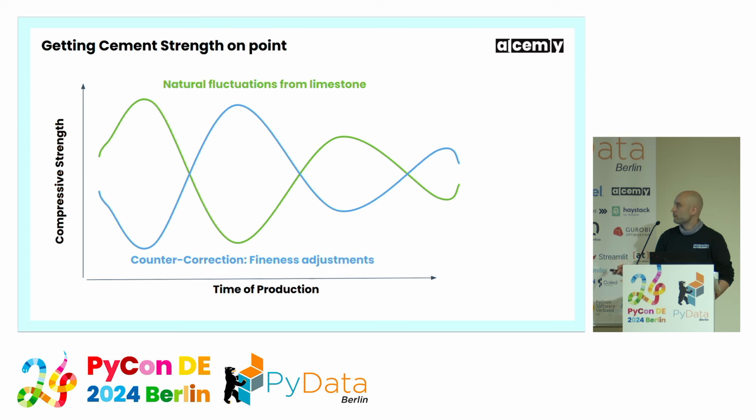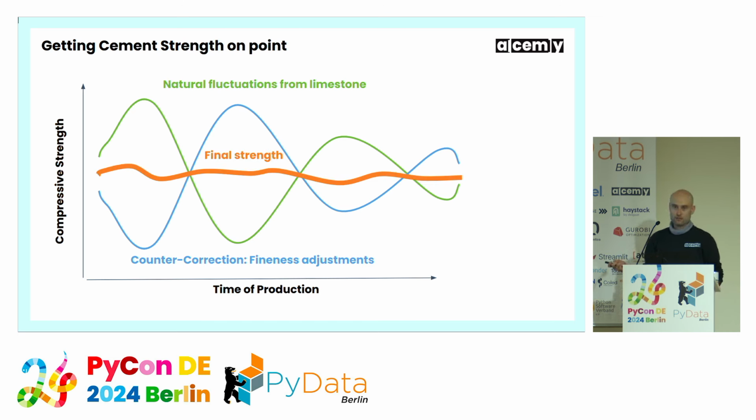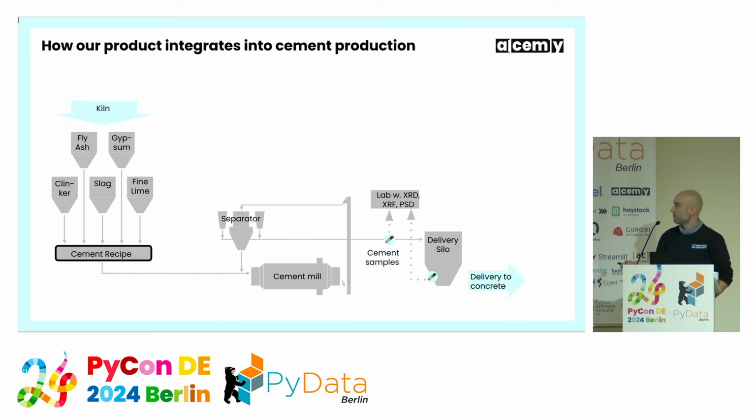If we grind it a bit coarser, it has less surface area to react with water, and coarser grinding gives you weaker cement. So basically we can counterbalance these fluctuations stemming from nature with fluctuations in something that we have control of, and that's the fineness of the material, to get something that is very flat in the end. That's the basic idea. And this is how it works.